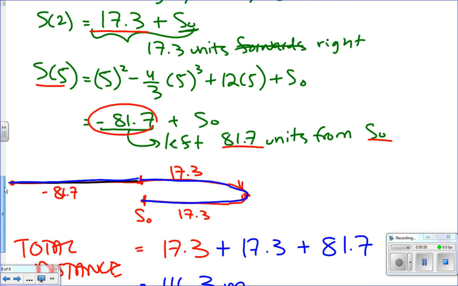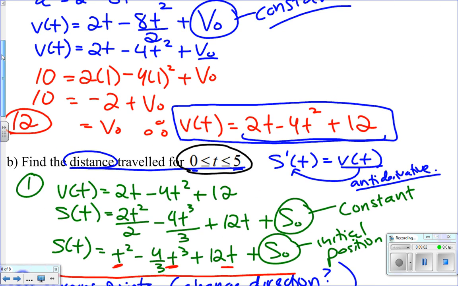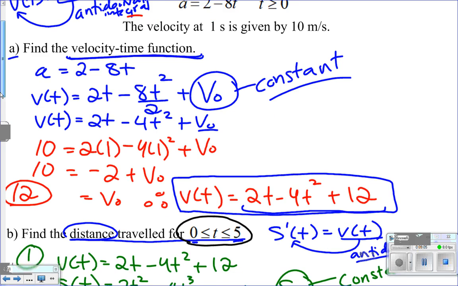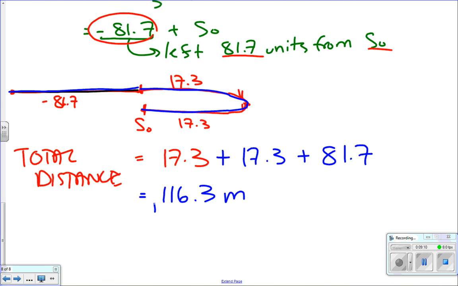So that is pretty much it for that question. It is quite lengthy, so lots of practice, guys. There's one in your assignment just like it, so take your time and obviously, work through all the steps. And that's it.